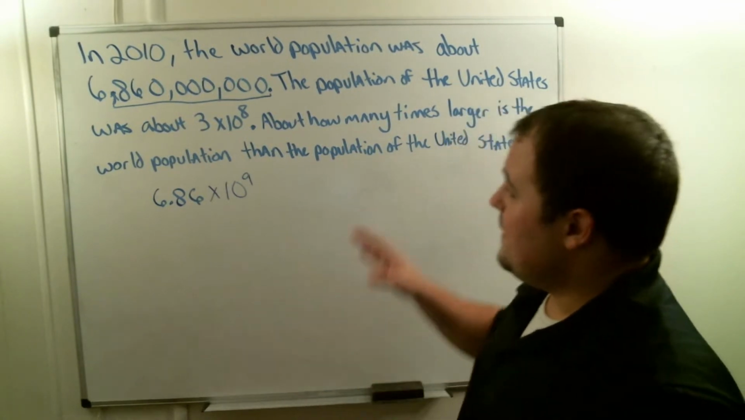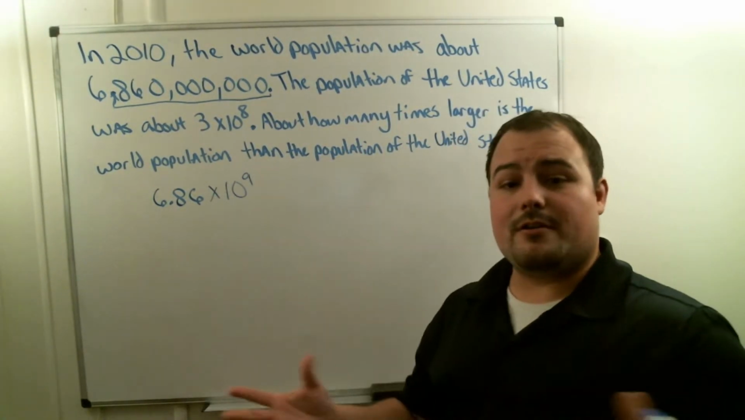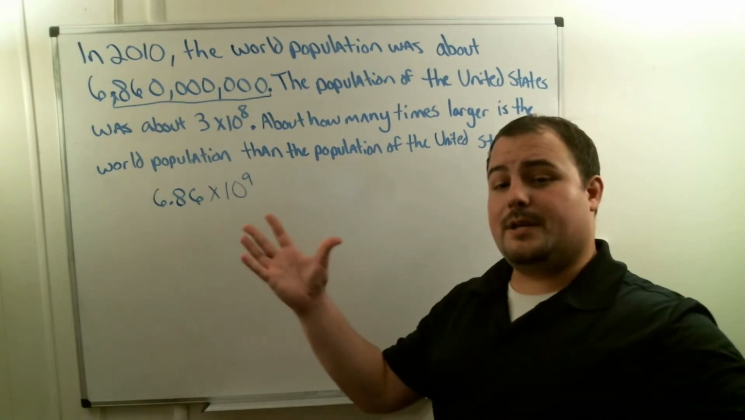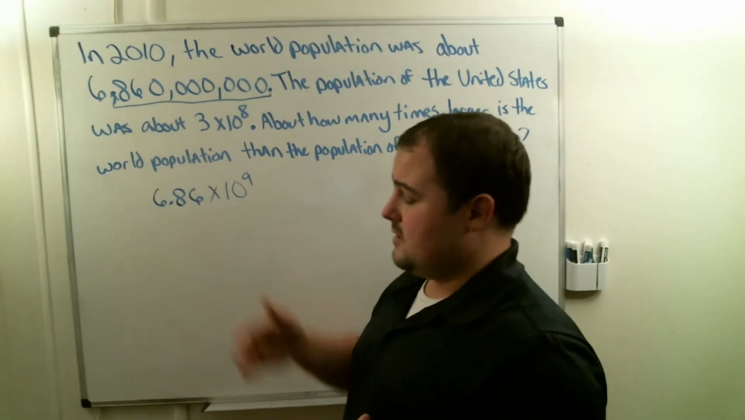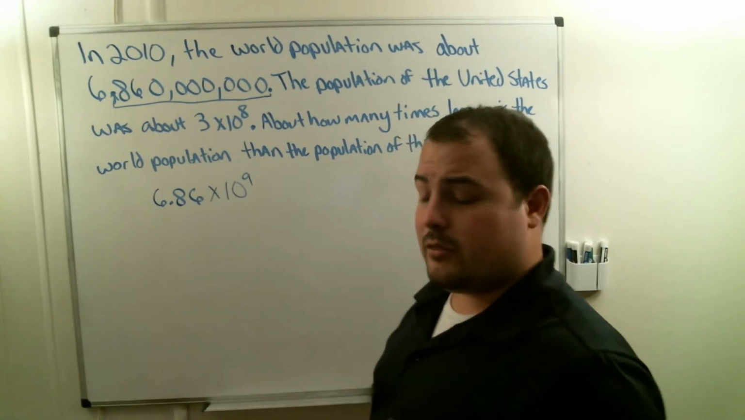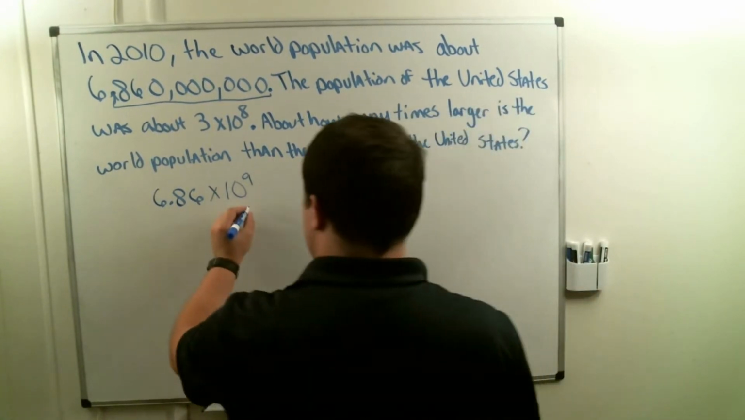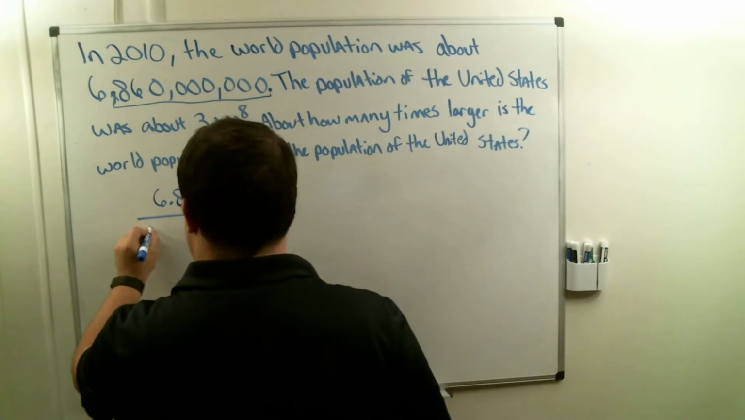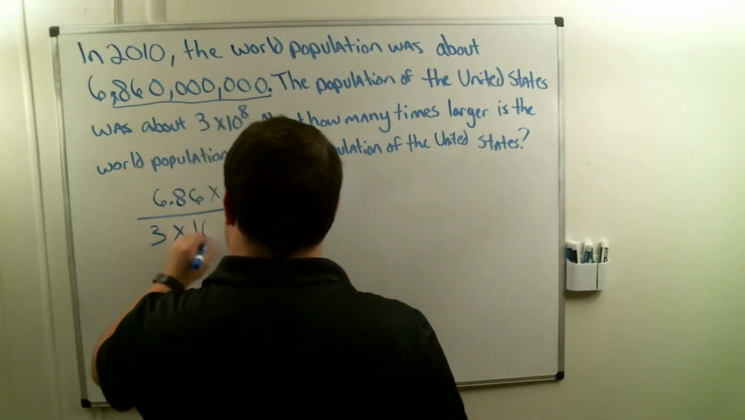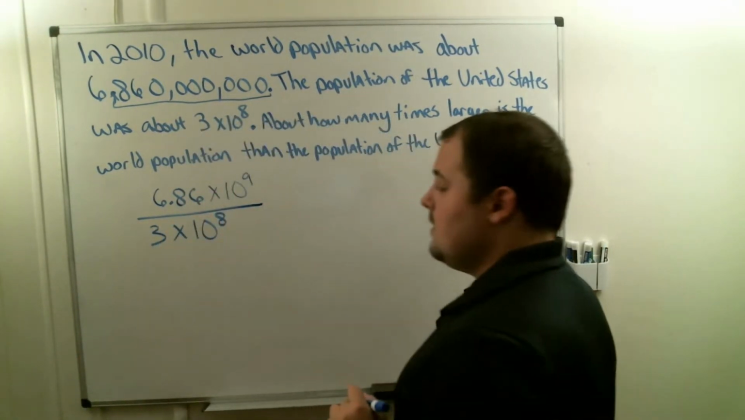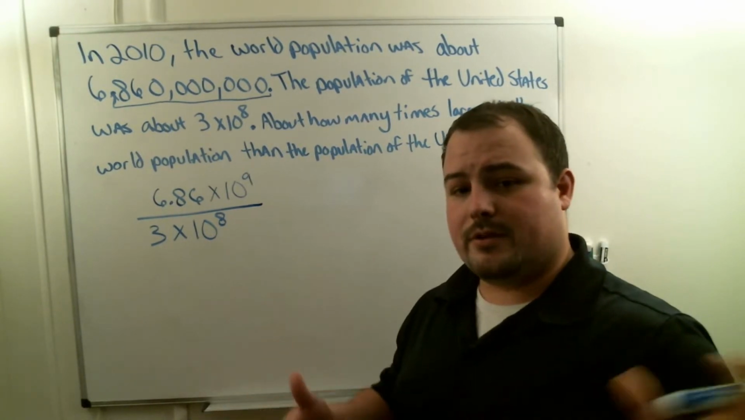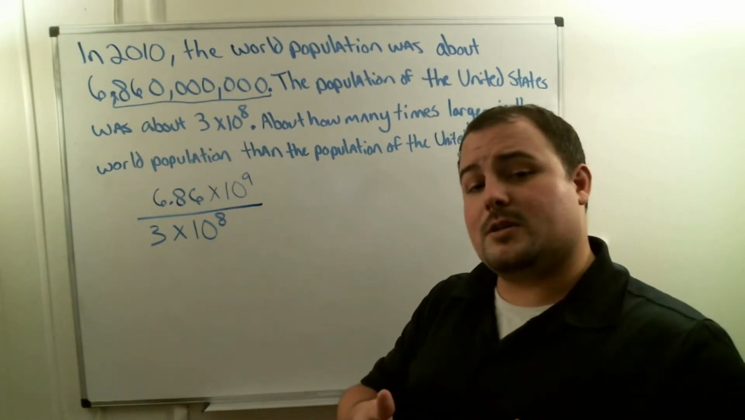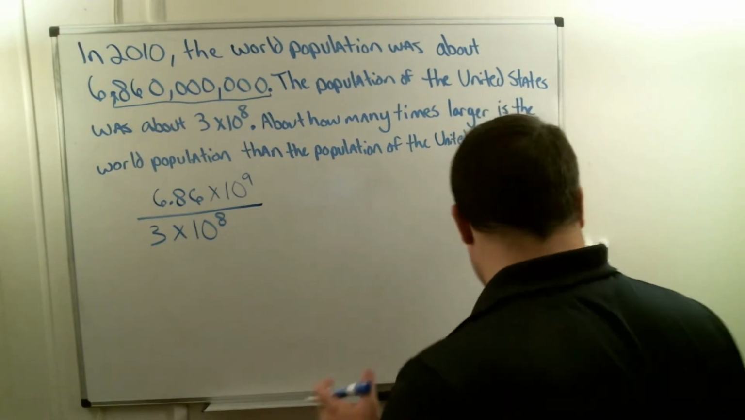When you're usually talking about how many times something is bigger or smaller, what you want to do is take the big number divided by the small number. So in this case, we're going to take 6.86 times 10 to the 9th and divide it by 3 times 10 to the 8th power. So we're going to write this as a division problem. Now, reminder, when we divide numbers, it's kind of like when we multiply numbers. We're actually going to divide the numbers first, and then we're going to divide the bases second.